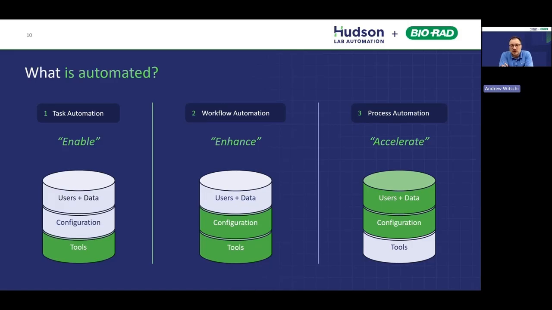In workflow-based automation, we're typically focused on enhancing. We're not trying to add a new capability, right? You really want to focus on capability development in task automation, whereas bringing things together is workflow automation. And then when we look at process automation, we're really not concerned with the tools at all, right? We're more focused on what's happening in the lab, whether it's the users, the data, the labware, other teams, customer samples coming in, right? You're focused a lot more on that than you are on the actual hardware being used in the automation itself.